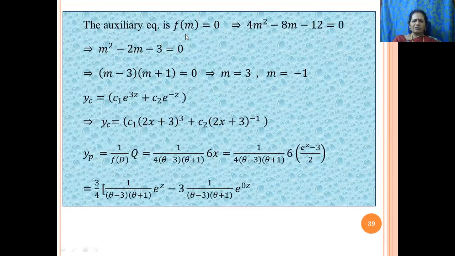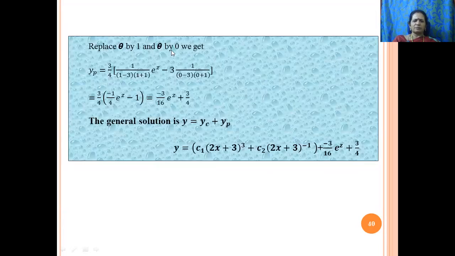Then after that, write down the auxiliary equation, write down the roots. These are the two distinct real roots. Then this is the format. Then after getting yc, go to yp. This is the format. Then use the formula for yp. Different types are there; we have explained in the previous chapter, previous lesson. According to that, we have to expand this. Finally in this method, replace theta by 1, theta by 0, we will get this. Then write down the general solution.